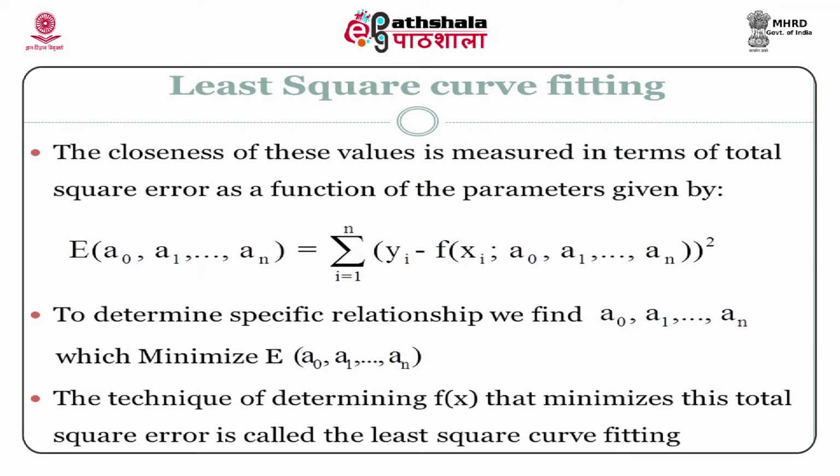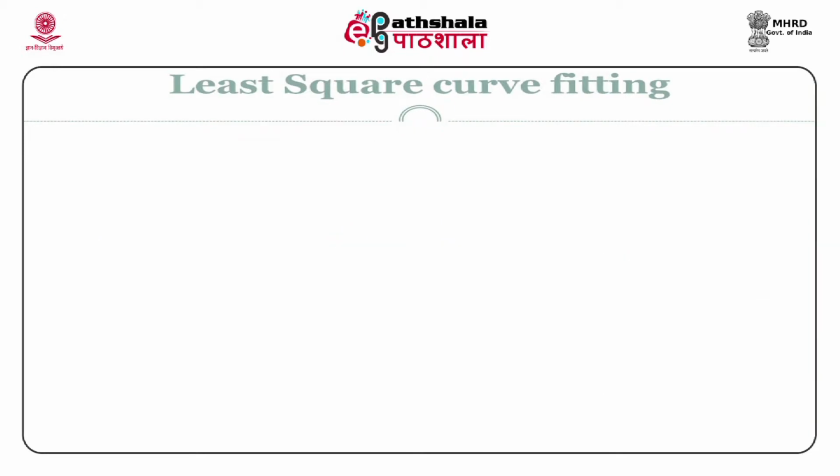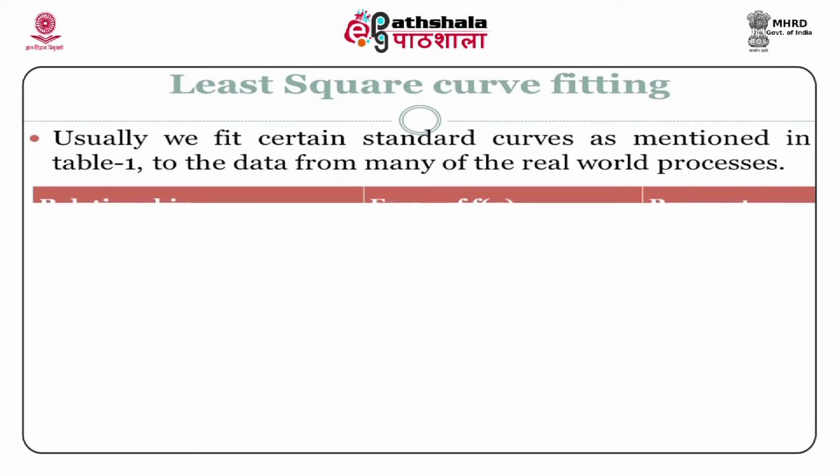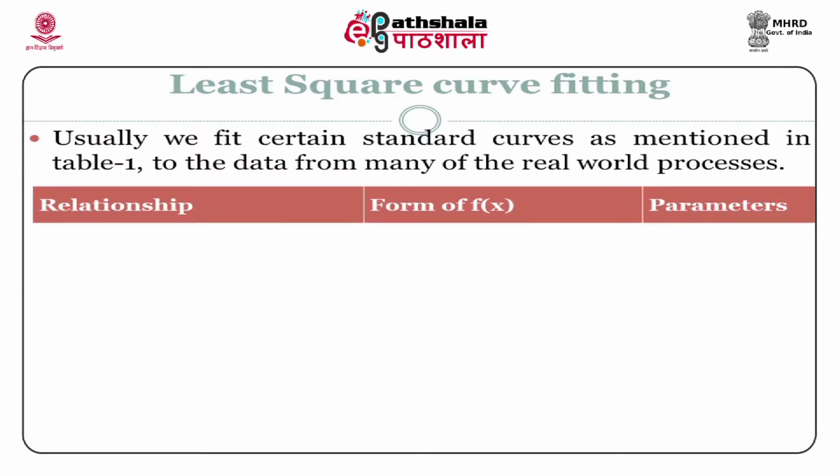So what we are trying to do is, the closeness of these values is measured in terms of the total square error. So naturally, to determine the specific relationship, we find a0, a1, a2, a3, ..., an which minimizes this total square error. The technique of determining f(x) that minimizes this total square error is called the least square curve fitting technique. Usually, we fit certain standard curves as mentioned in the table 1 below to the data for many of the real world processes.